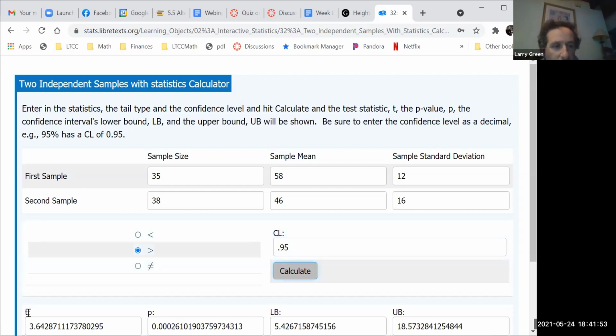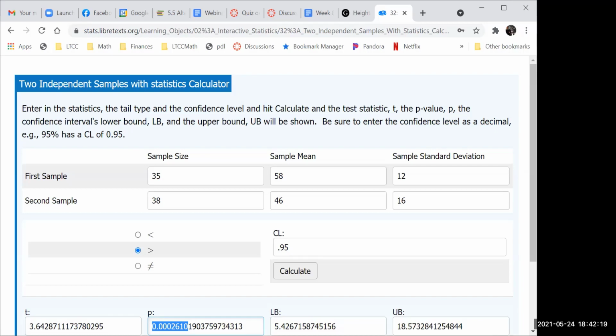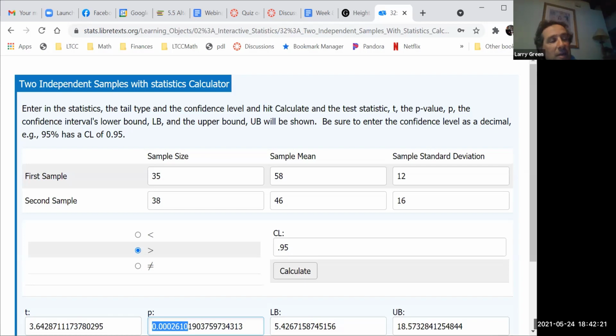Okay, so now we have a T, very similar to when we had a single population mean and we're just looking at that one population. It was still a T, if you remember the test statistic. So the test statistic is 3.64 about. The p-value here, what do you notice? It's very low. If it's very low, what does that tell us we do?